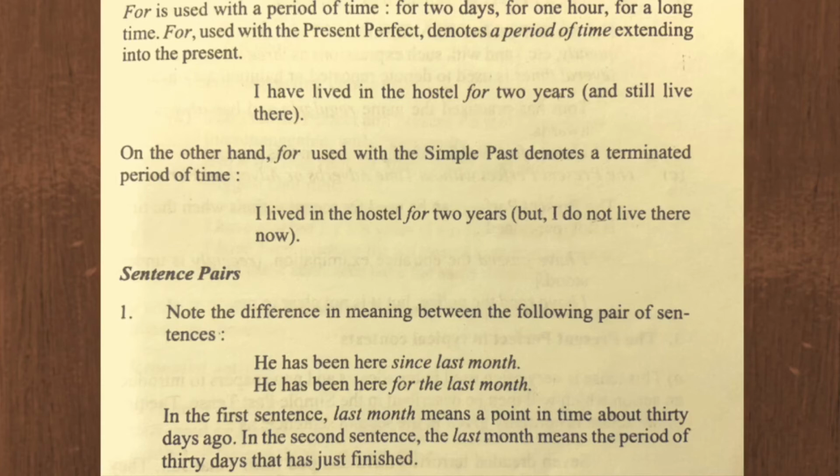Let's look at the difference in meaning between the following pair of sentences. He has been here since last month. He has been here for the last month. In the first sentence, last month means a point of time about 30 days ago. In the second sentence, the last month means the period of 30 days that has just finished.